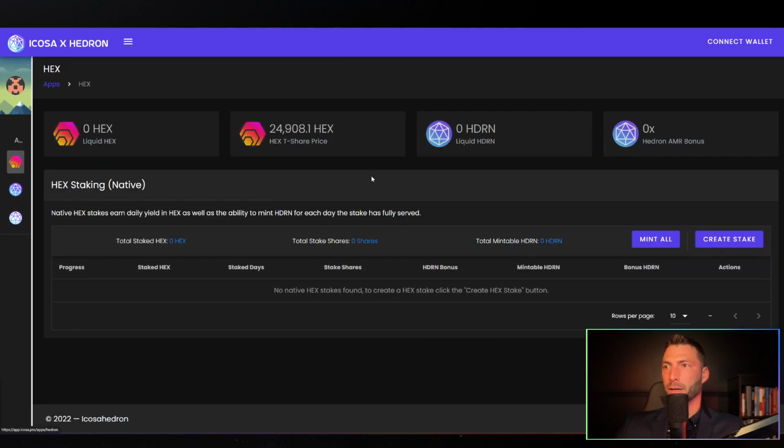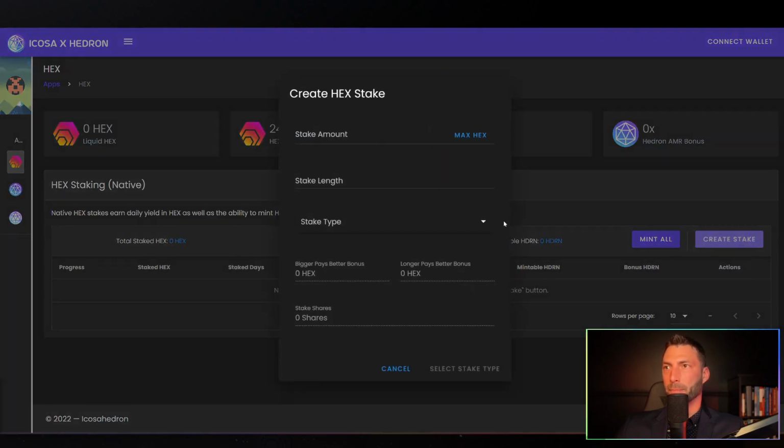So you go to Hex and you go to create a stake, max Hex, or you don't have to do max Hex, but do whatever amount of Hex that you want. Stake length, for this to work well, you want to do 5.5, 5.5. It's very important that you choose HSI encapsulated stake. You can't do it with a native stake. It has to be HSI encapsulated.